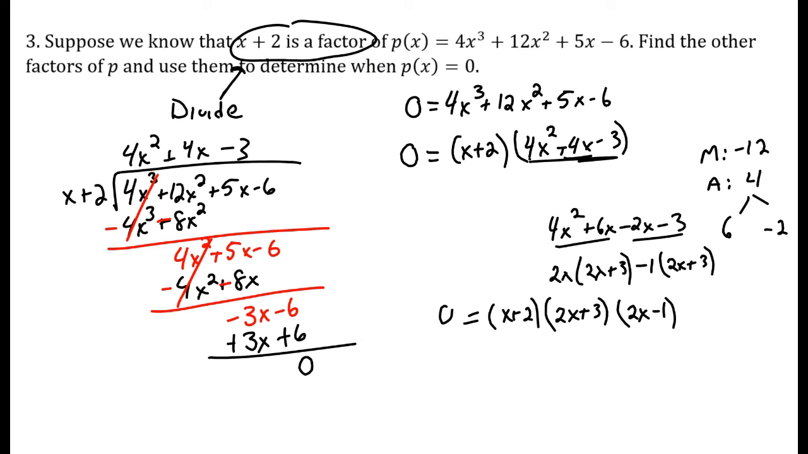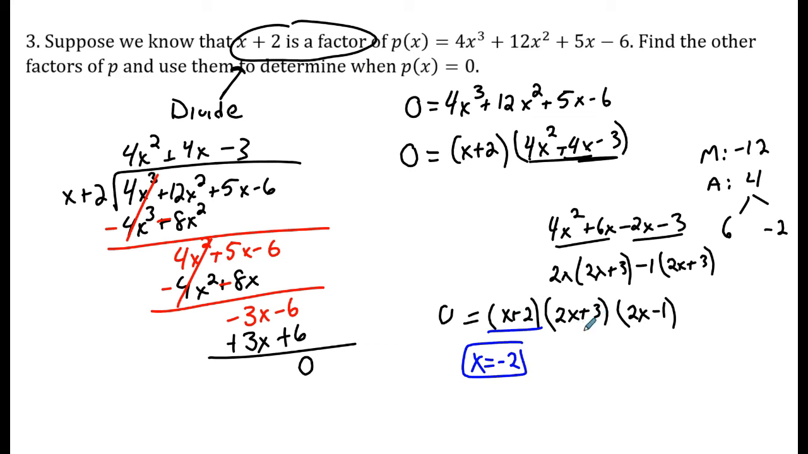Finally, I'm solving a polynomial equation. It's set equal to 0. I factored it completely, so now we get to use the zero product property, hashtag ZPP. I'll do the easy one first. We get x equals negative 2 because negative 2 plus 2 is 0.